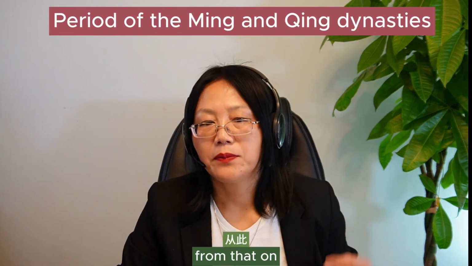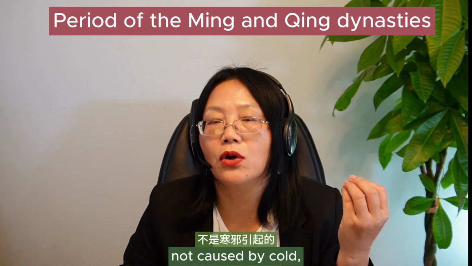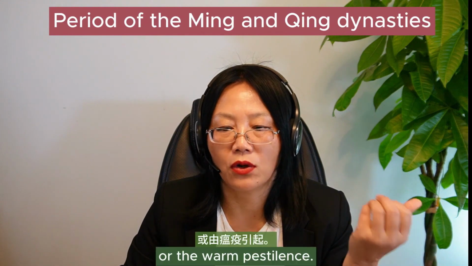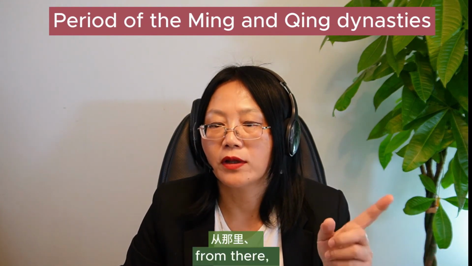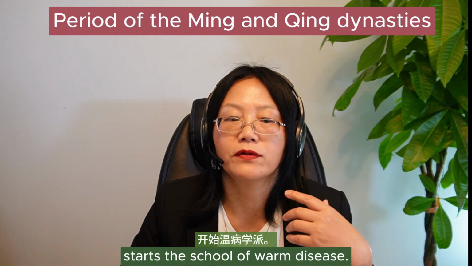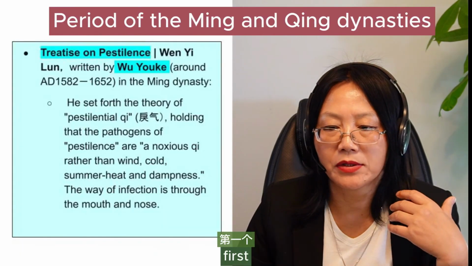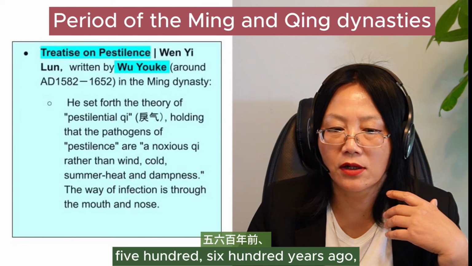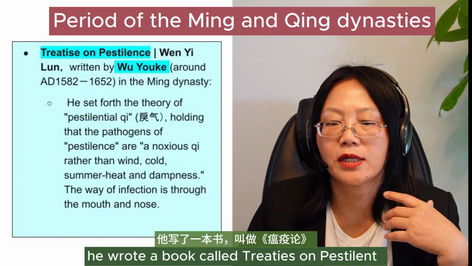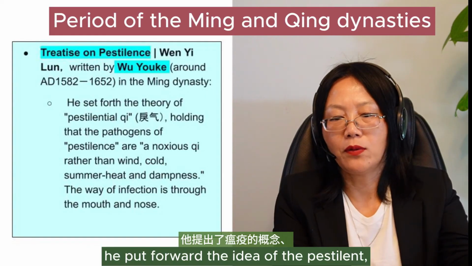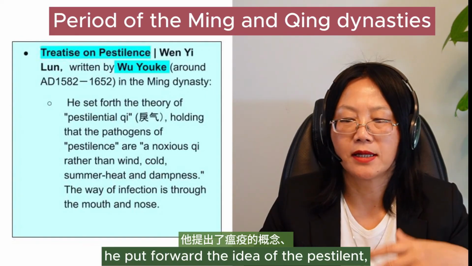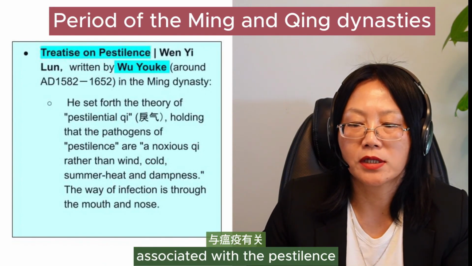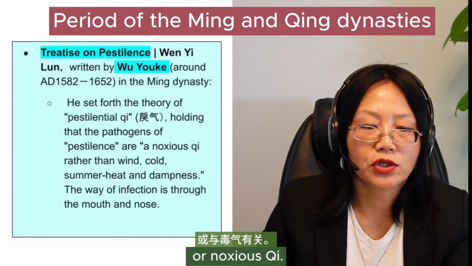From that on, people think this disease is not caused by cold. It is caused by the warm pathogens or the warm pestilence. From there, starts the school of the warm disease. There are several persons. First person is called Wu Youke, 500, 600 years ago. He wrote a book called Treatise on Pestilence. He put forward the idea of the pestilence. Before that, there's no etiology associated with the pestilence or noxious qi.